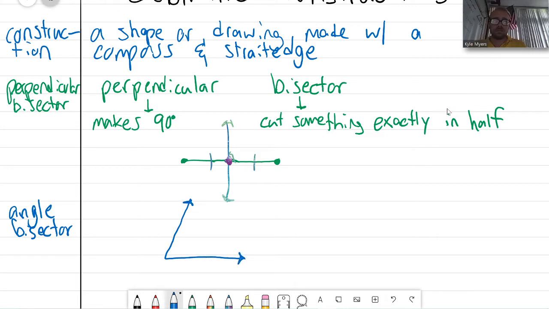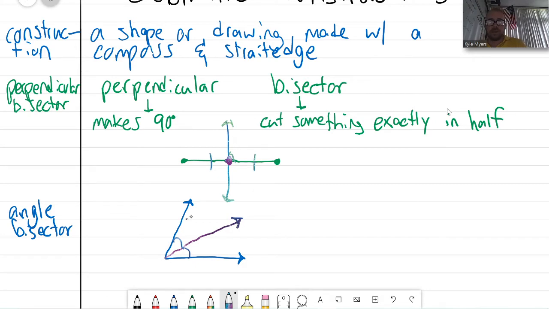If I have an angle and I cut that in half, well, cutting this in half means it comes right out the middle here. And I didn't do a super good job at drawing this, but if I put little C's on there, little angle marks, those mean that these two angles are the same.